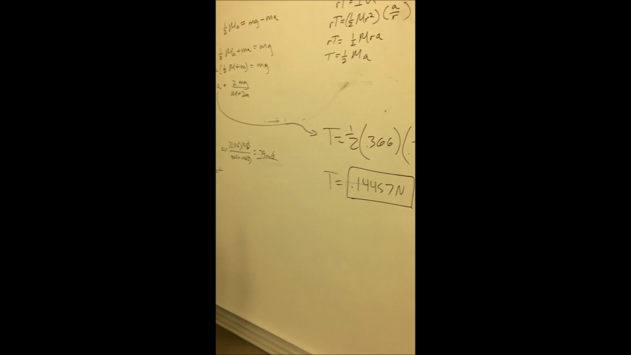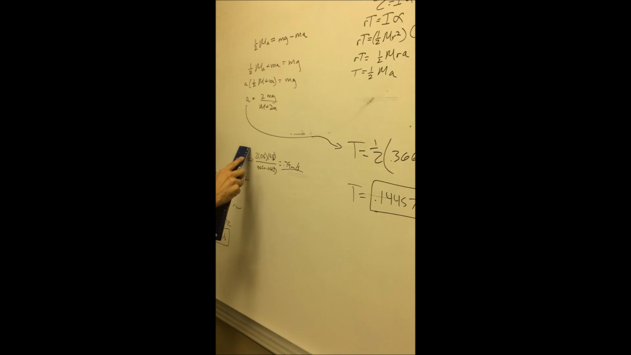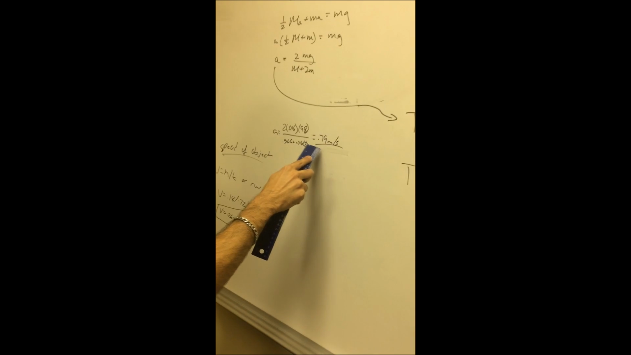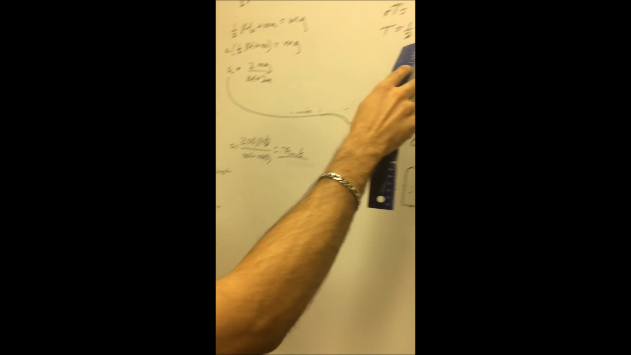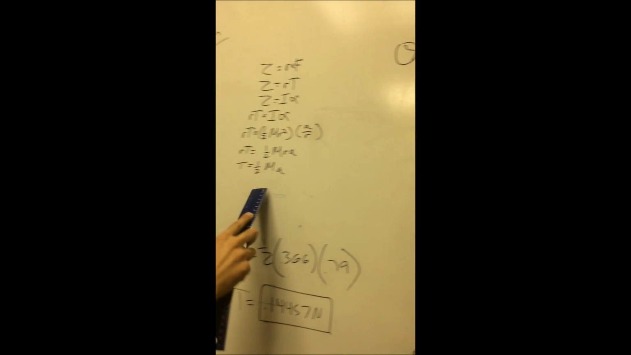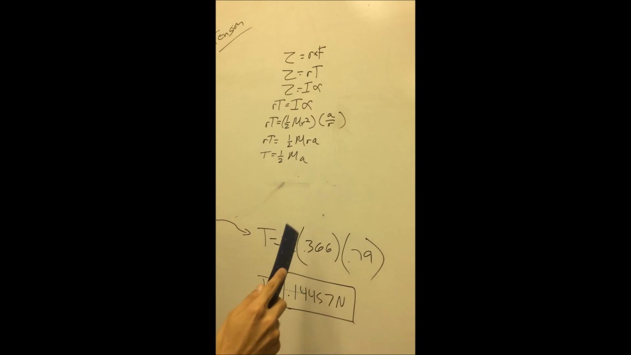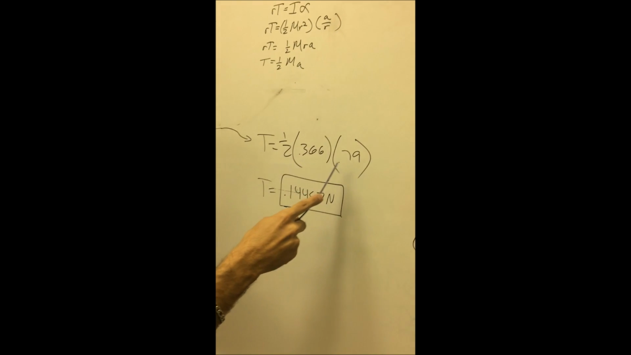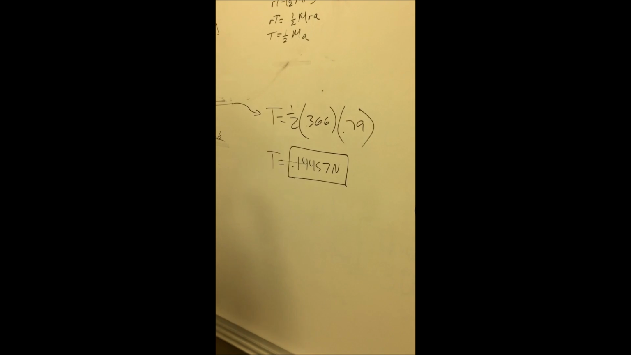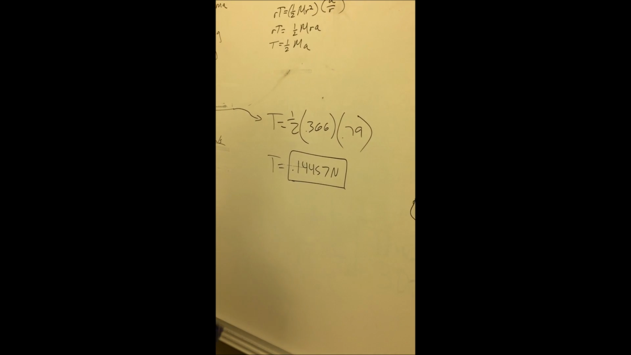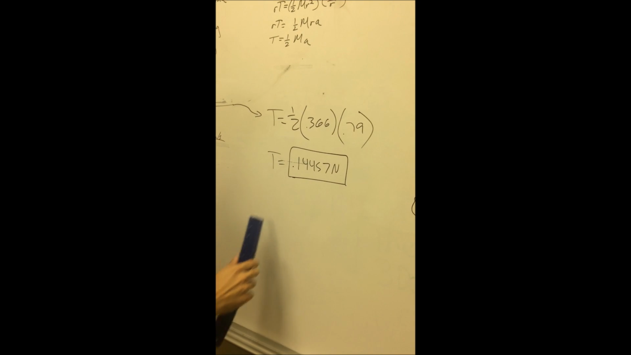With the calculation that we got, we plug it in, which gets us 0.79 meters per second squared. Then with this acceleration, we plug it into this formula right here, which gives 1/2 times 0.366 times 0.79, which is going to equal 0.14457 newtons. And here we have tension.